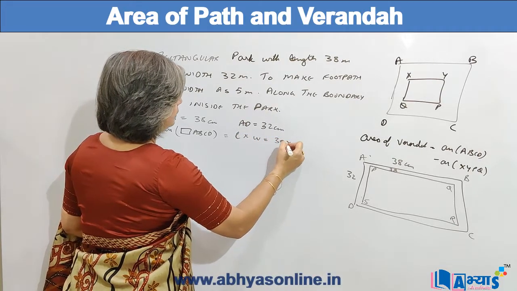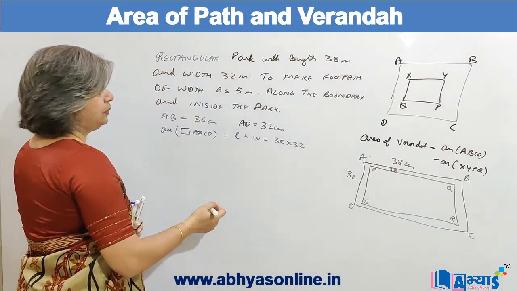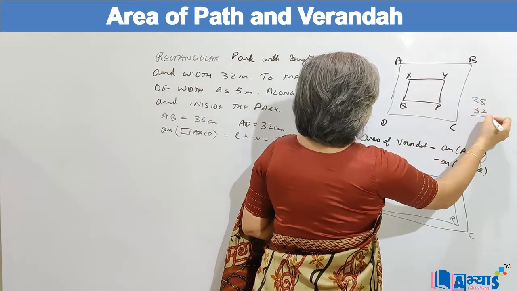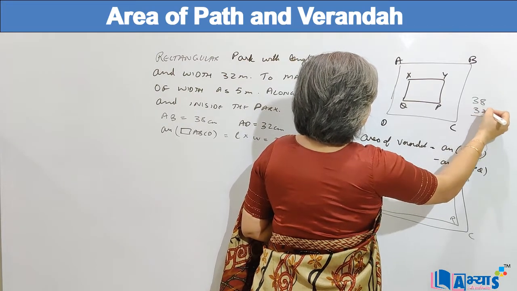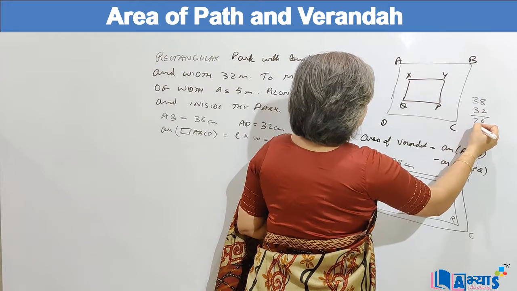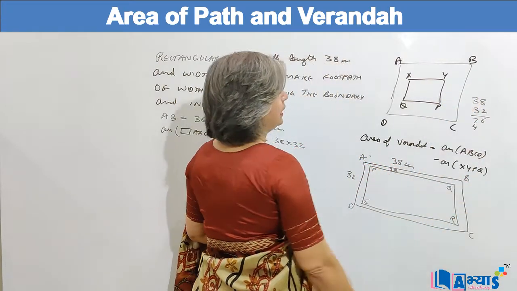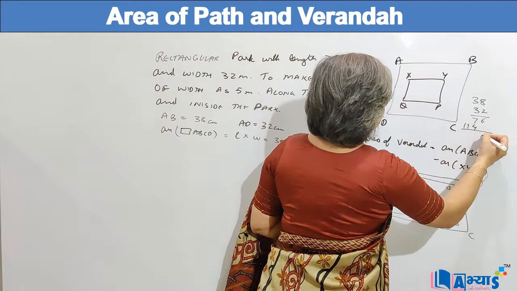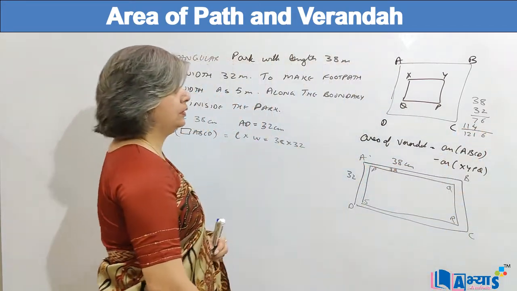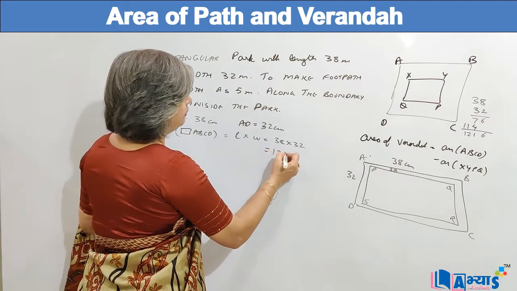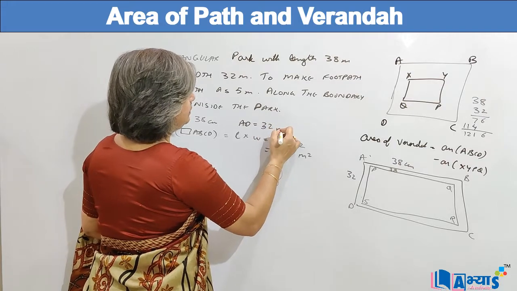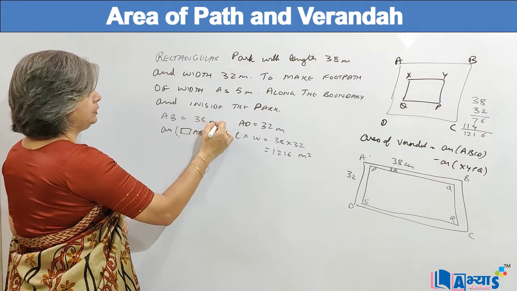which will be equal to, if we multiply 38 with 32, we will get 8 twos are 16, 1 carry, 3 twos are 6 and 1 is 7, and 3 eights are 24, 4, 2 carry, 3 threes are 9 and 2 is 11. So it will be 1216. That means area will be 1216 meter square. This is in meters and this is also in meters.